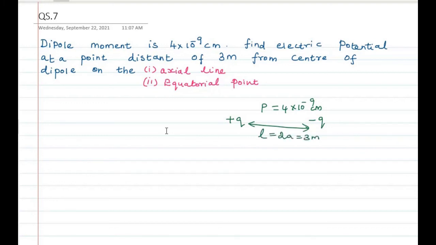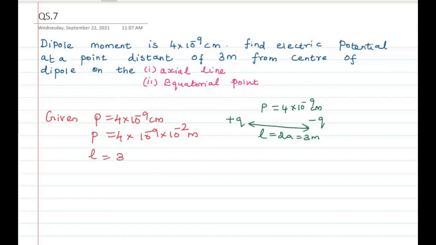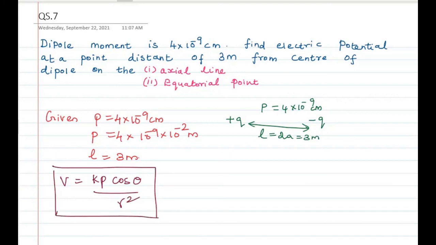Okay, so note down the given things. We have the P value, P equal to 4 into 10 to the power of minus 9 centimeter, which is equal to 4 into 10 to the power of minus 9 into 10 to the power of minus 2 meter, and L is equal to 3 meter. Now just substitute into the formula for the potential of a dipole. The potential of a dipole is given by V equal to Kp cos theta by r square.